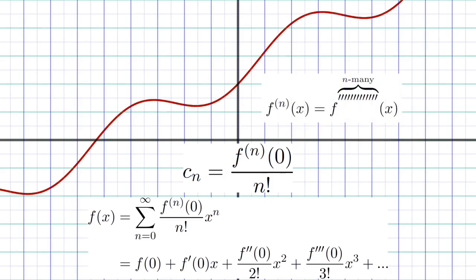By the way, this notation where we have f with a superscripted n in parentheses is used to refer to the nth derivative of f. Basically, it tells you how many apostrophes you should attach to f if there are too many to write.